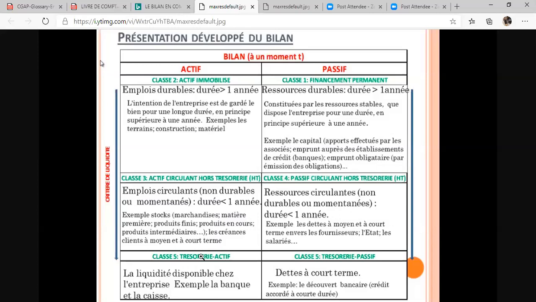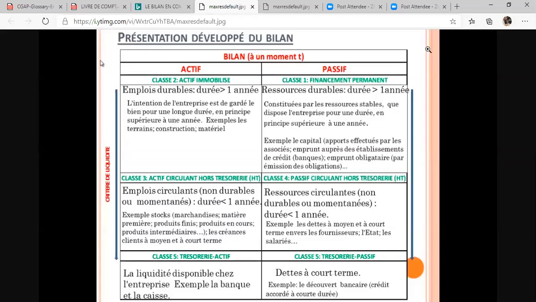Hope I'm clear. So moving on to the passive side, which is the right-hand side. The passive side comprises of the resources. So like I said before, the resources are what we use to buy les emplois. So this passive side would be the money that the business has either brought in by itself or borrowed from another enterprise or partners.